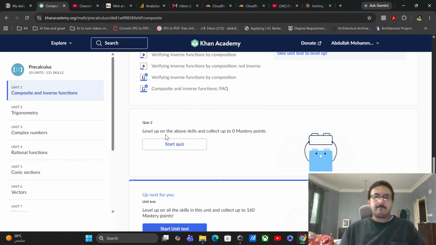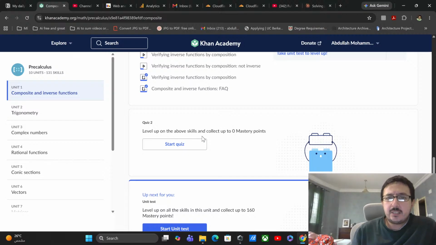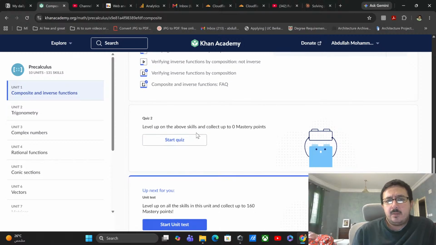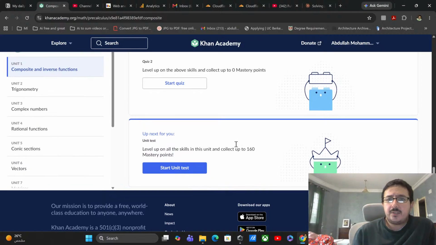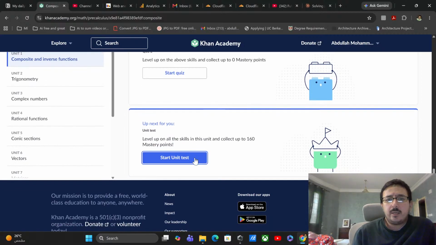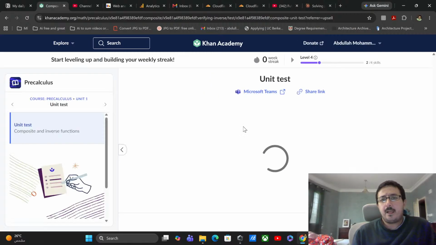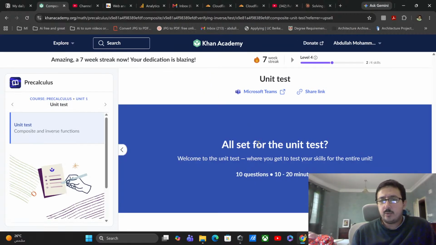Level up on the above skills and collect up to 0 mastery points. Unit test, level up on all skills in this unit and collect up to 160 mastery points. Okay, start unit test. 10 to 20 minutes, 10 questions.